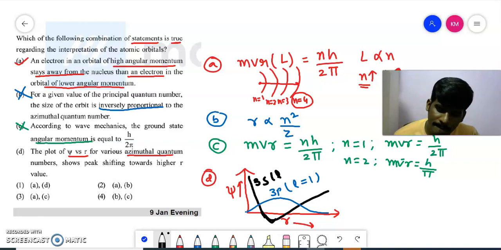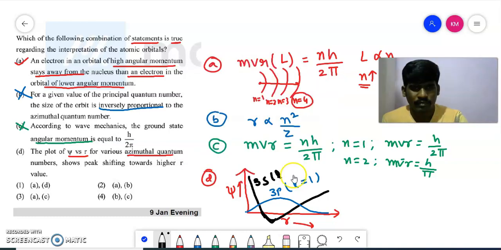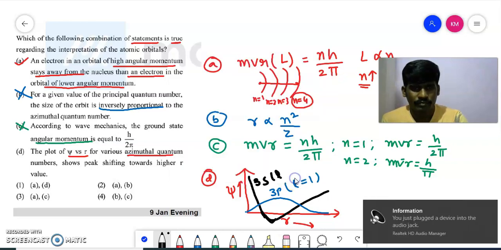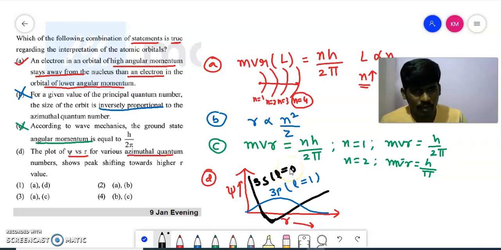For the 3s orbital, if you observe it, children, the L value is equal to 0. Now let's see 3s, 3p I have taken. Now another one, that is 3d. If I take 3d, this is the graph I'll get, and for 3d the L value will be equal to 2.